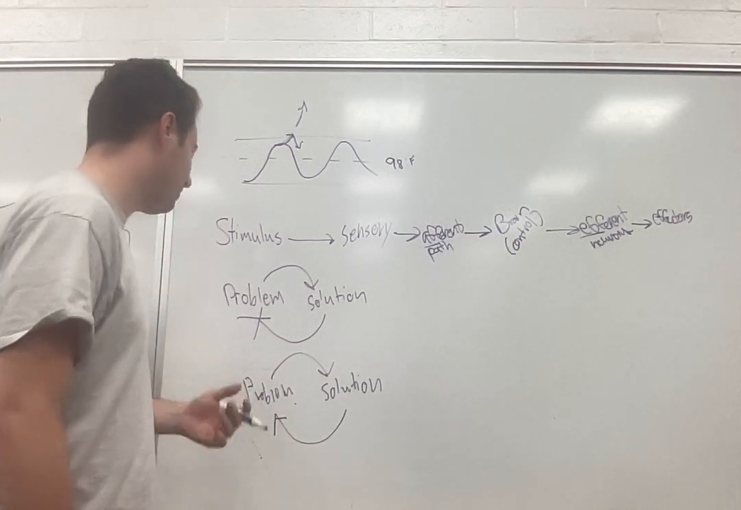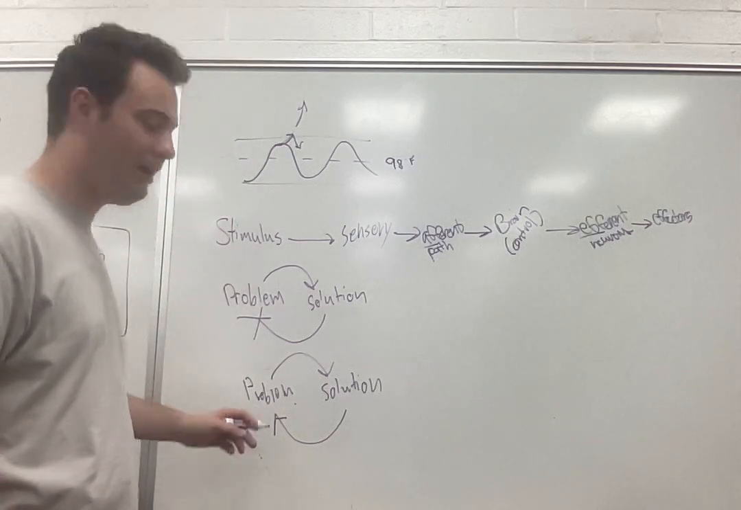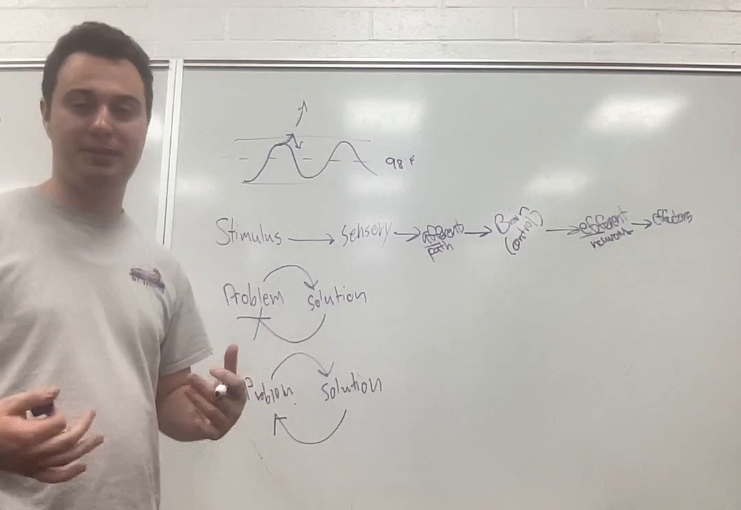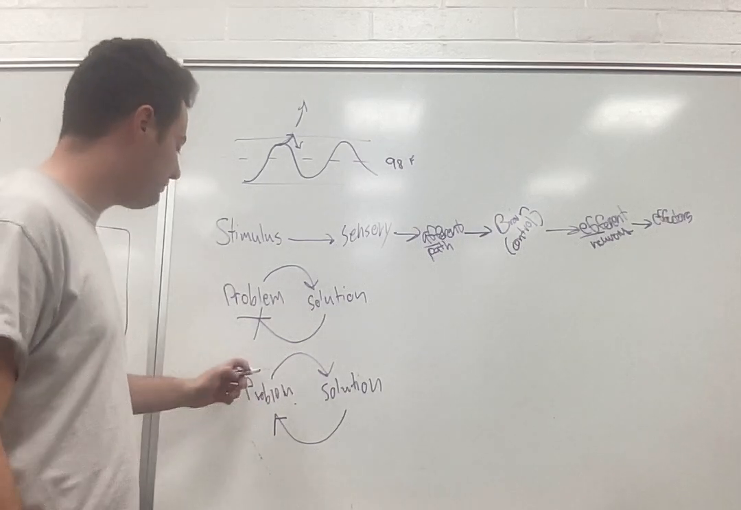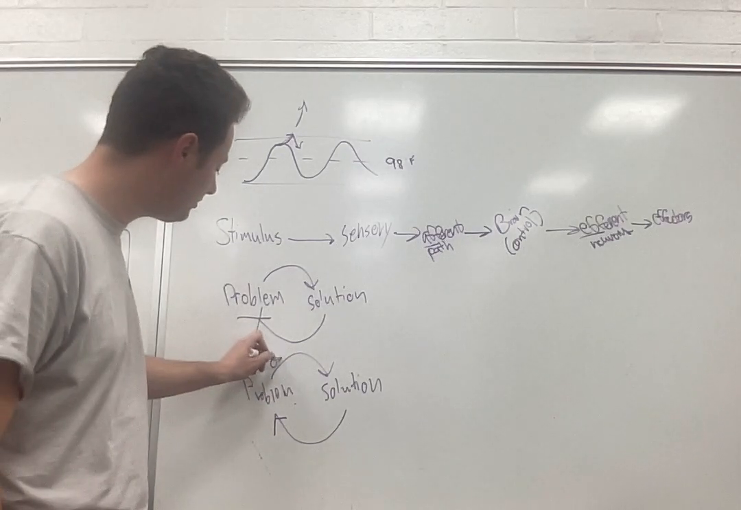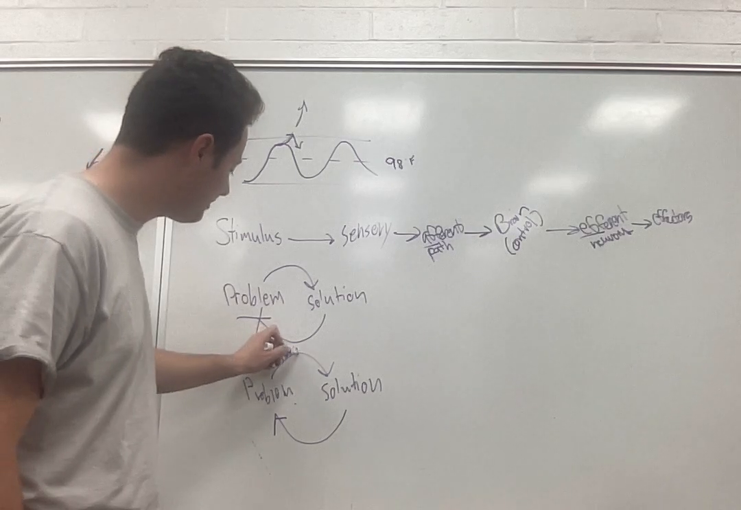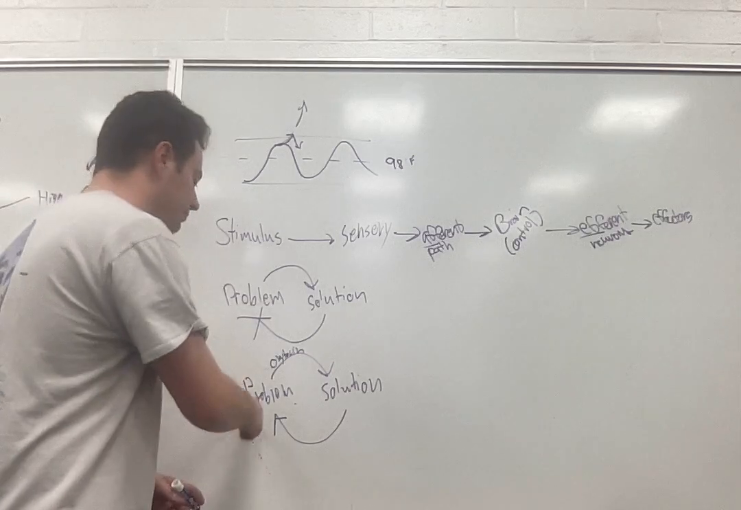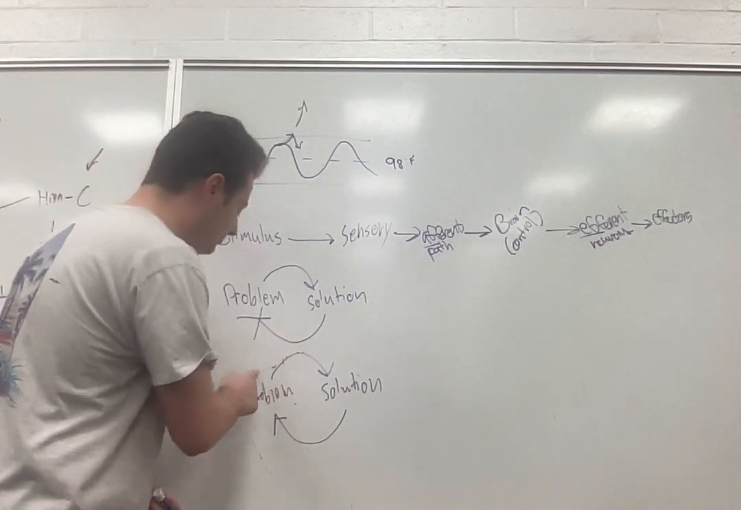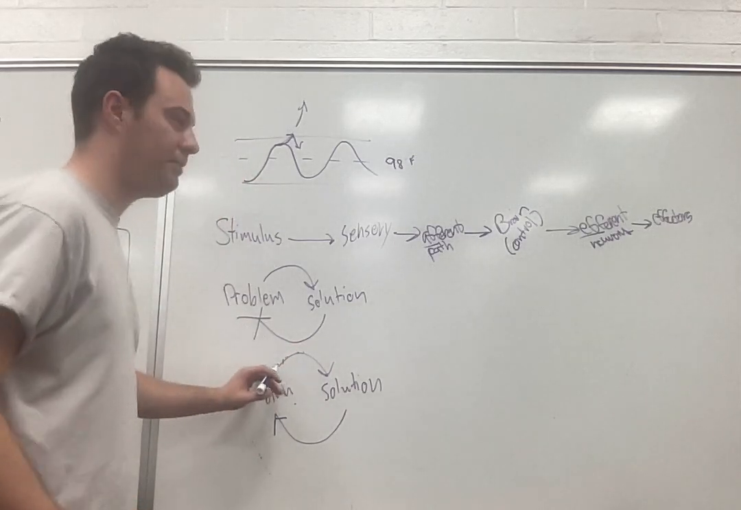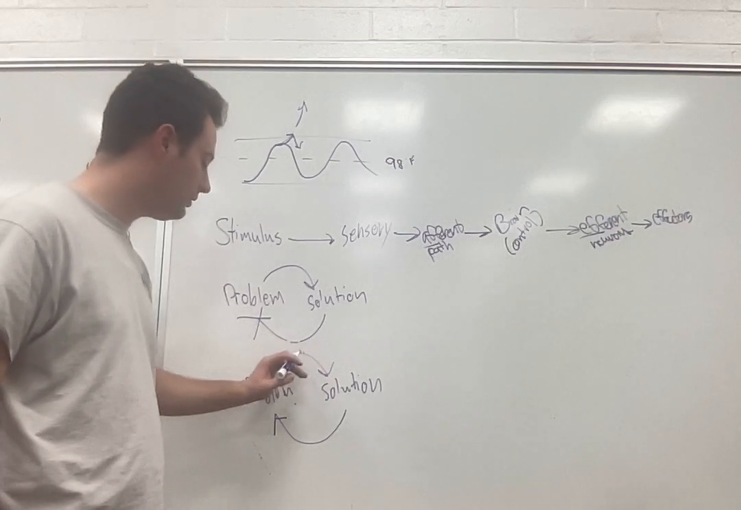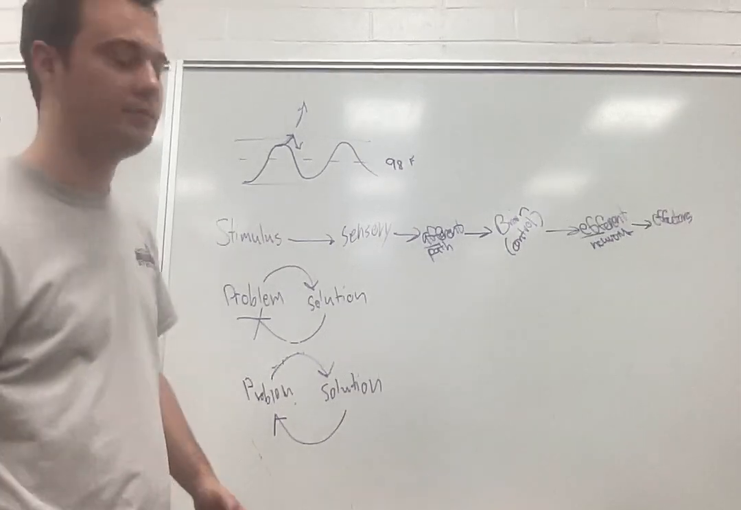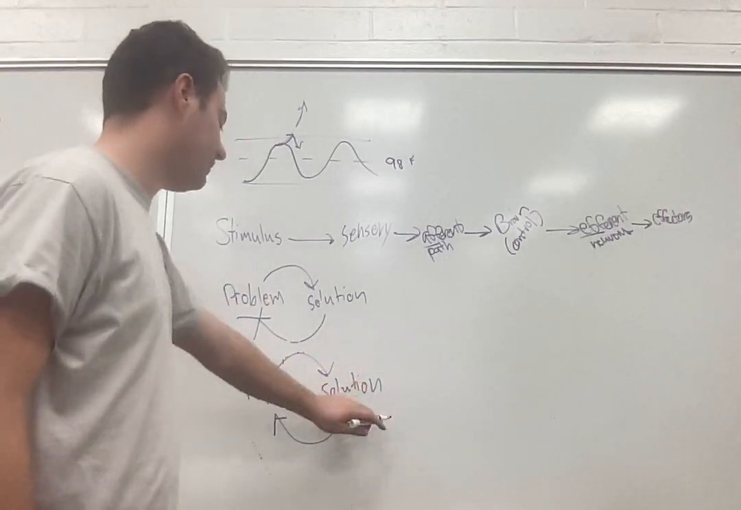Like, let's say childbirth, right? So mom has a problem. She has an 8-pound kid coming out of her. That causes a lot of pressure and pain on the cervix, right? The problem is the pain, right? The pain goes through the brain, and the brain's like, well, we'll just release oxytocin, right? And that's the solution, the oxytocin.